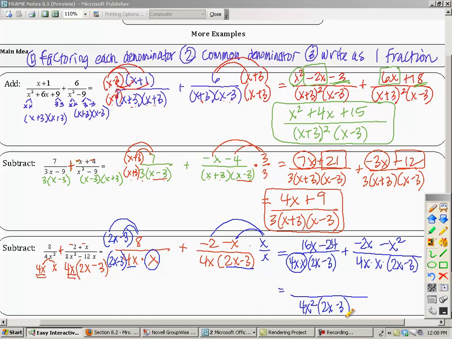And now let's put these in order. The negative x squared goes first. Negative 2x and 16x is positive 14x, and then minus 24. There's your final answer. Again, the first side was probably much easier. The second side takes a little bit more to get through, but we are going to be practicing in class.